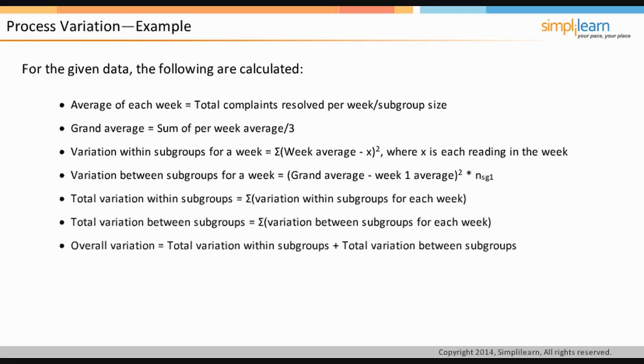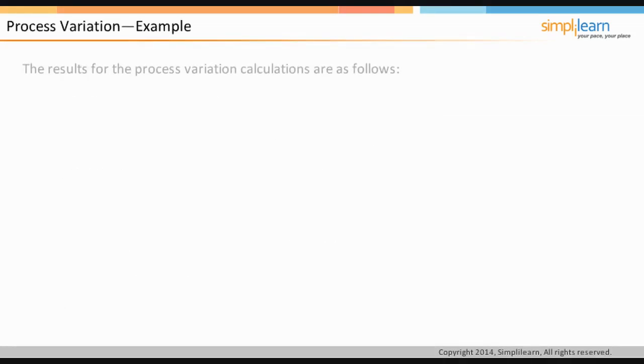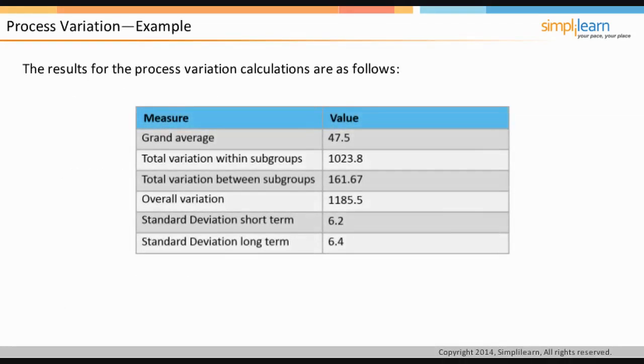Overall variation is given by the sum of total variation within subgroups and total variation between subgroups. Finally, the standard deviations for the short term and the long term are calculated using the formulae given on the screen. The results for the process variation calculations are as follows.